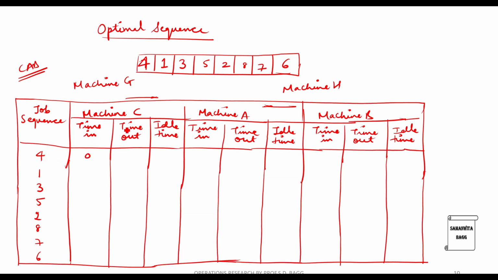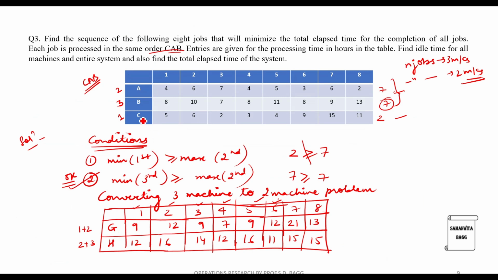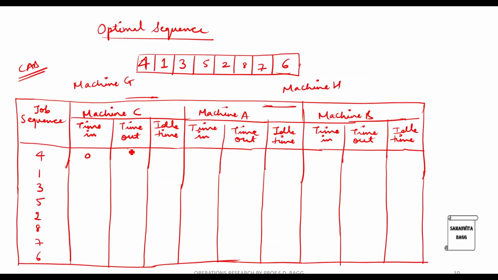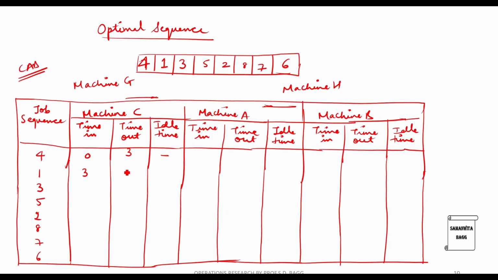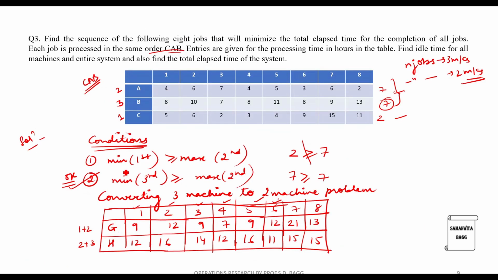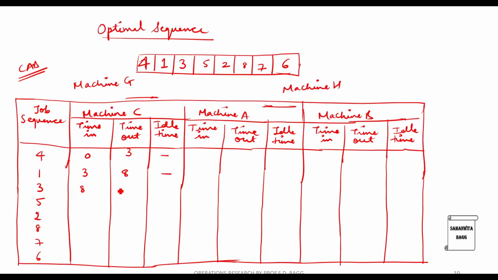In time of machine C is 0. Now for job 4, add machine C. You can see the time is 3. So this will be 3. Idle time is not there. It will start at the third hour. For the first one, time is 5. So this becomes 8. No idle time. Start at 8. 3 is 2. So this becomes 10. Starts at 10 for 5.